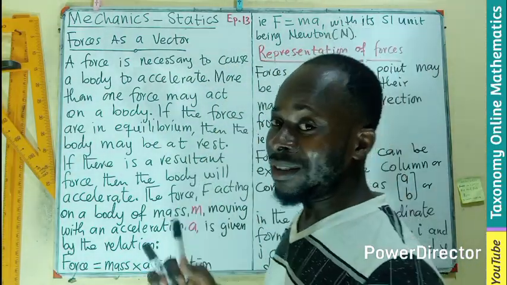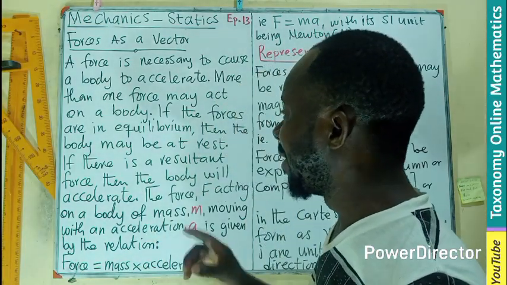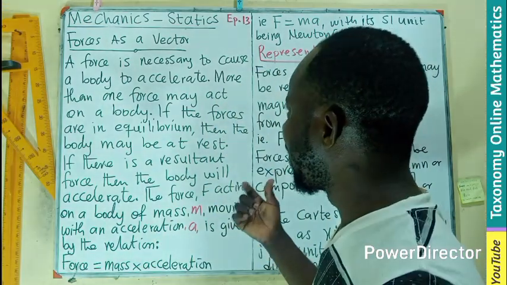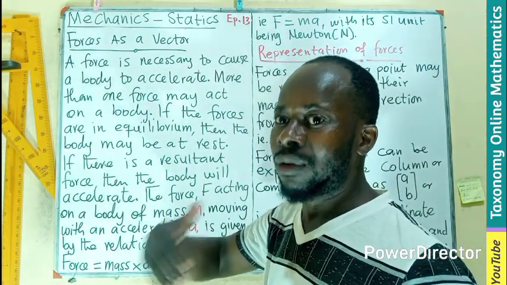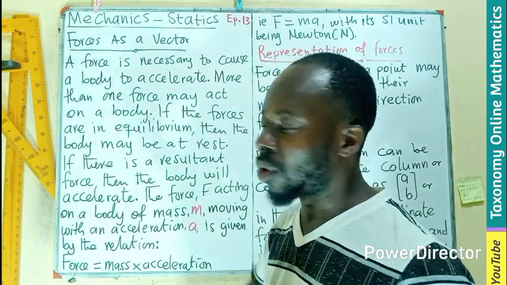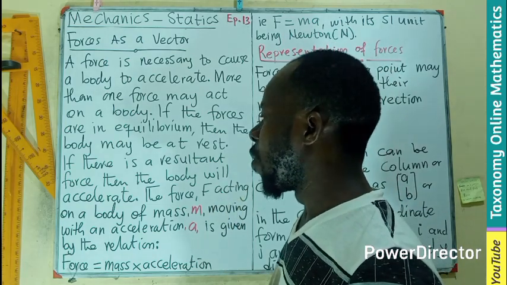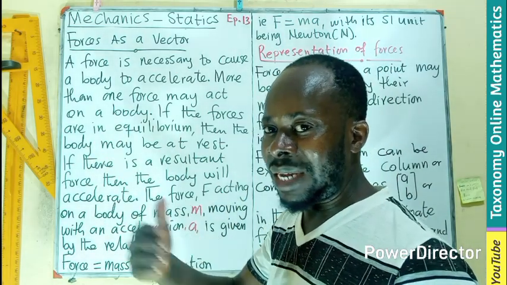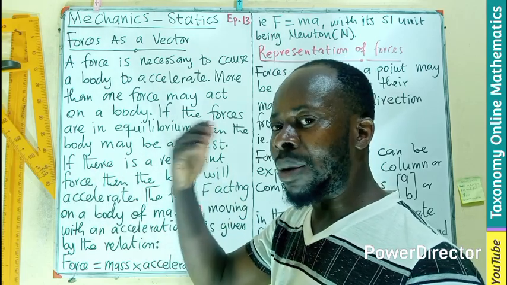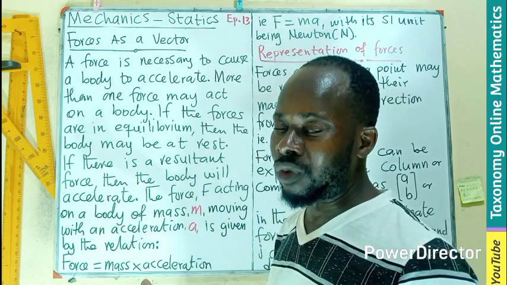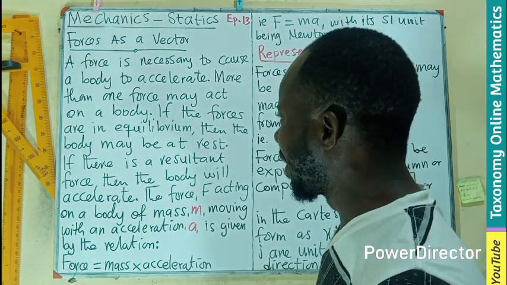A force is a vector. A force as a vector is just what is necessary to cause a body to accelerate, as in to move, to cause a motion of a body. More than one force may act on a body. We talk about tensional force, normal reaction. There could be a push, there could be a pull, there could be a weight also on the body. There are so many forces, so more than one can be acting.